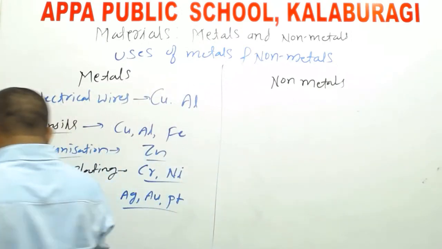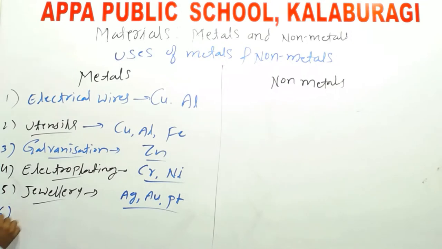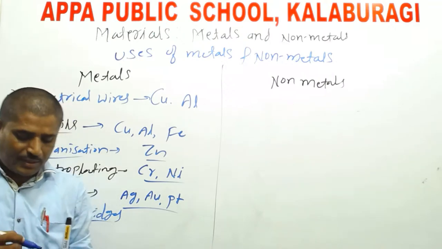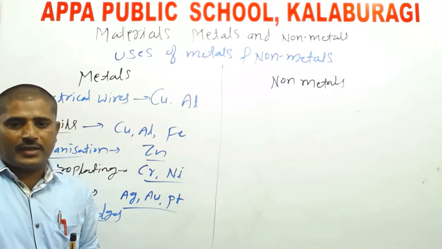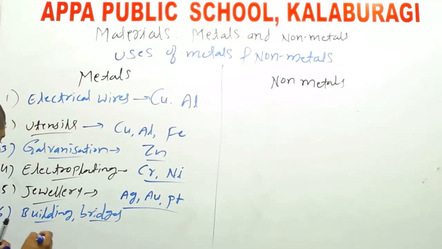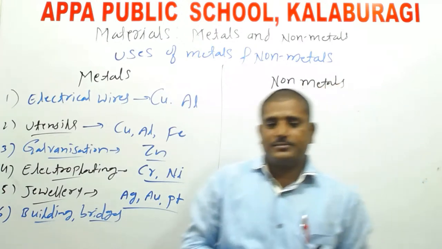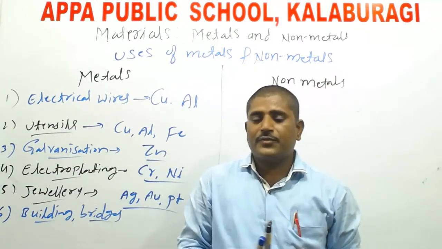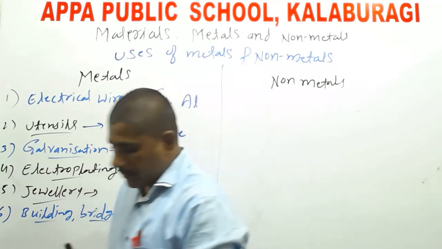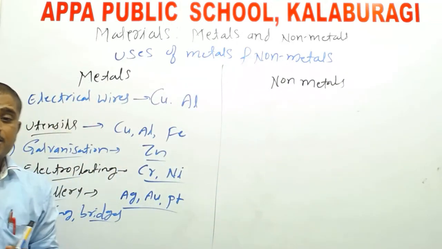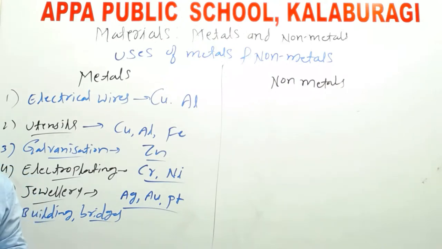Next, in case of construction of buildings, bridges, buildings, so many things, roads also, when making the roads. You should remember this one. Yes. Next, in case of aeroplanes, we use aluminium metal. Space crafts are there, and some materials we prepare using aluminium.